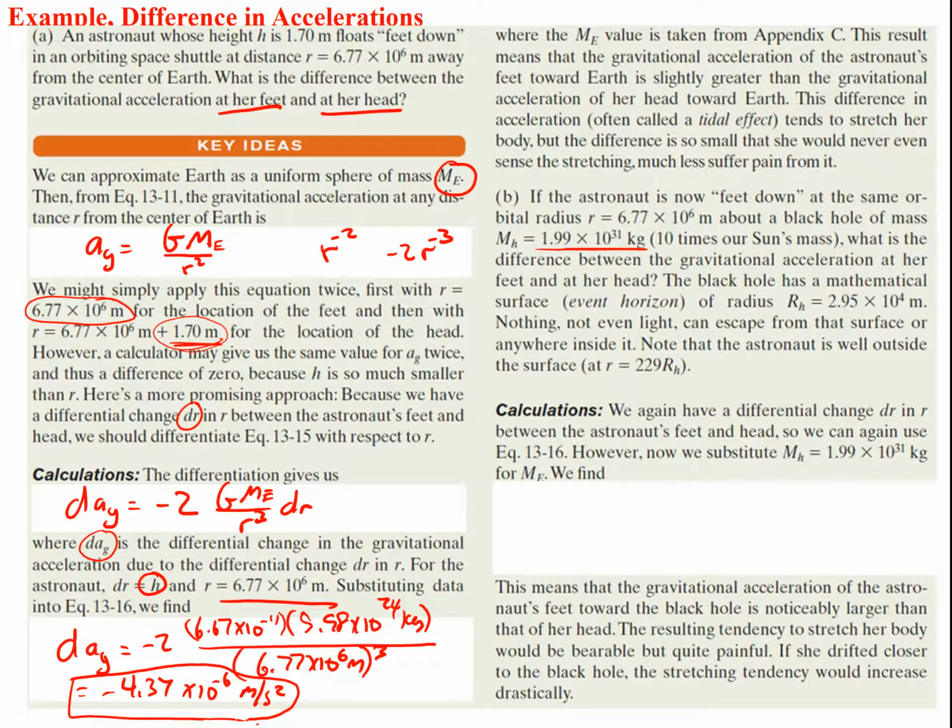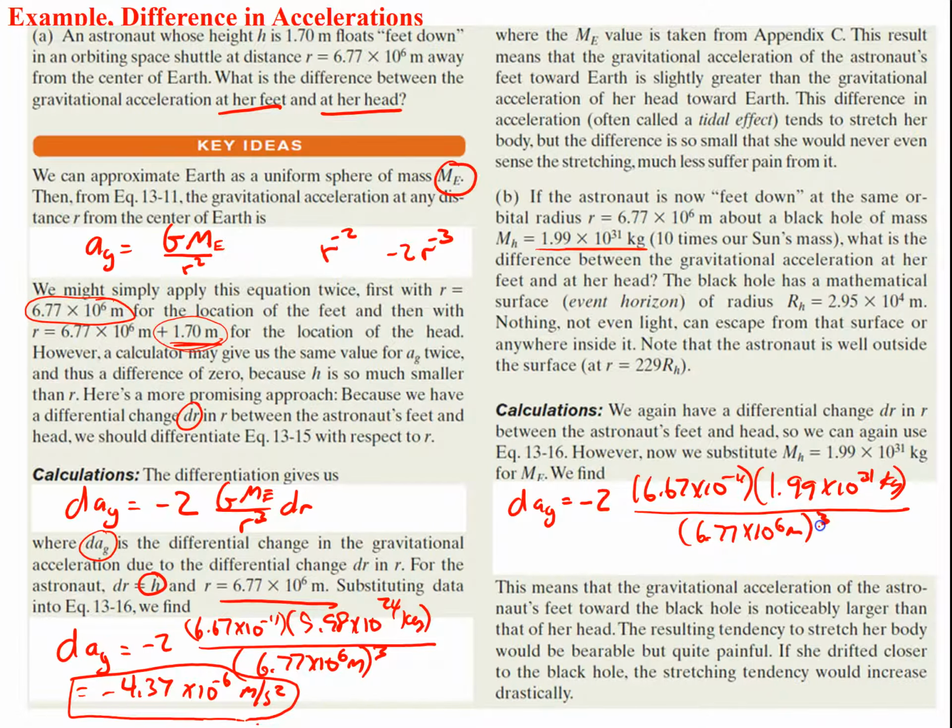So now we're looking at, well, what if we were close to a black hole? Would that have an effect? And we can go and do the same calculations that we did before. So we're going to take the derivative of our acceleration due to gravity. This is going to be 2 times the gravitational constant, then the mass of this black hole, which is 1.99 times 10 to the 31st kilograms. And we divide this by, again, the radius cubed, so 6.77 times 10 to the 6 meters cubed.